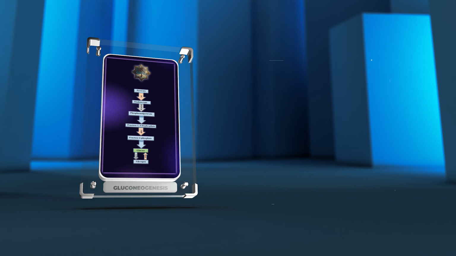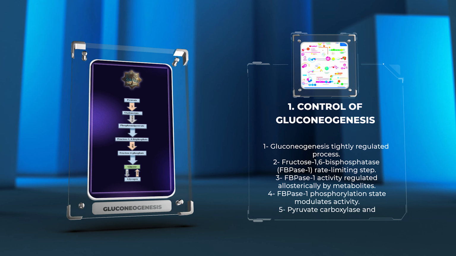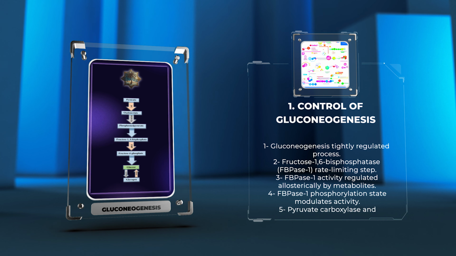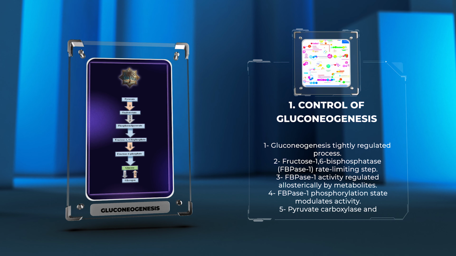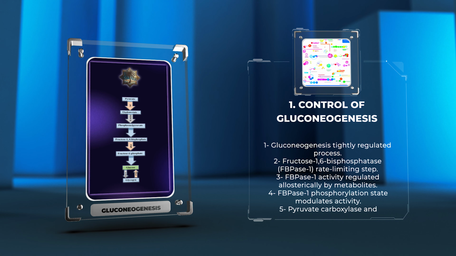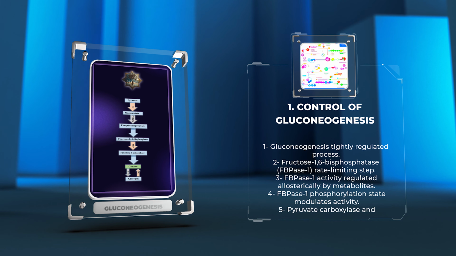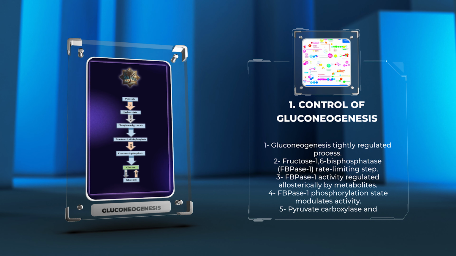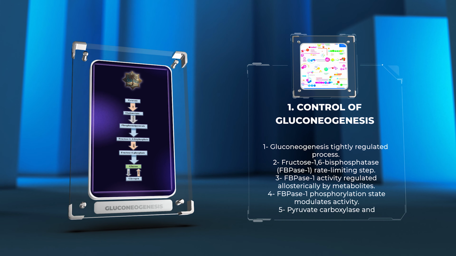Gluconeogenesis is a tightly regulated process, governed by several key enzymes. The rate-limiting step is catalyzed by the enzyme fructose 1,6-bisphosphatase, FBPase1, which converts fructose 1,6-bisphosphate to fructose 6-phosphate. FBPase1 activity is regulated allosterically by various metabolites, including AMP, fructose 2,6-bisphosphate, and citrate. Furthermore, the phosphorylation state of FBPase1, mediated by protein kinase A, modulates its activity. Alongside FBPase1, other enzymes, such as pyruvate carboxylase and phosphoenolpyruvate carboxykinase, also play crucial roles in controlling gluconeogenesis.